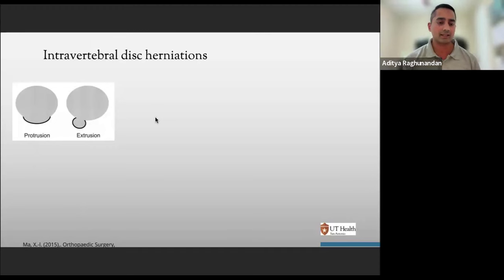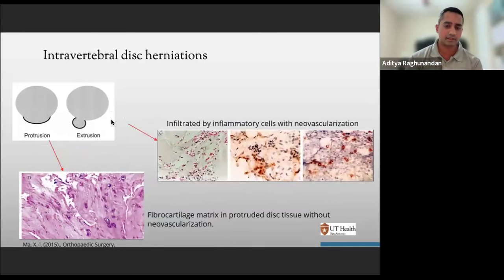When you're looking at these on MRI, the extrusions look more dramatic, but they actually do better clinically as opposed to a protrusion. And the reason is this. If you look at a histologic level, extrusions tend to be infiltrated with inflammatory cells and neovascularization. So it's a highly inflammatory state when you're in extrusion. These tend to get eaten up by macrophages relatively quickly.